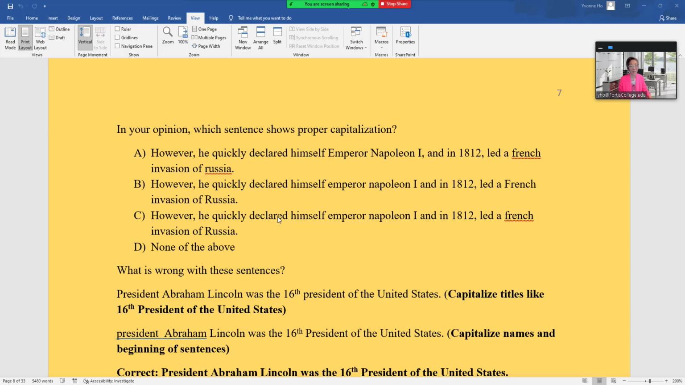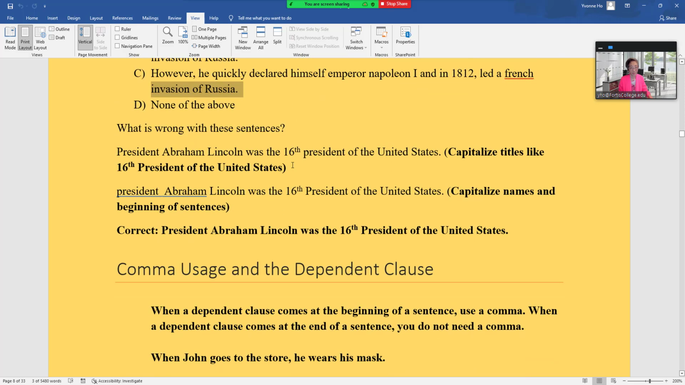However, he declared himself, and this is incorrect because this is not capitalized. French is not capitalized. So therefore, which sentence shows proper capitalization? None of the above. All of these sentences are incorrect. Okay, all of these sentences have a mistake. What is wrong with these sentences?